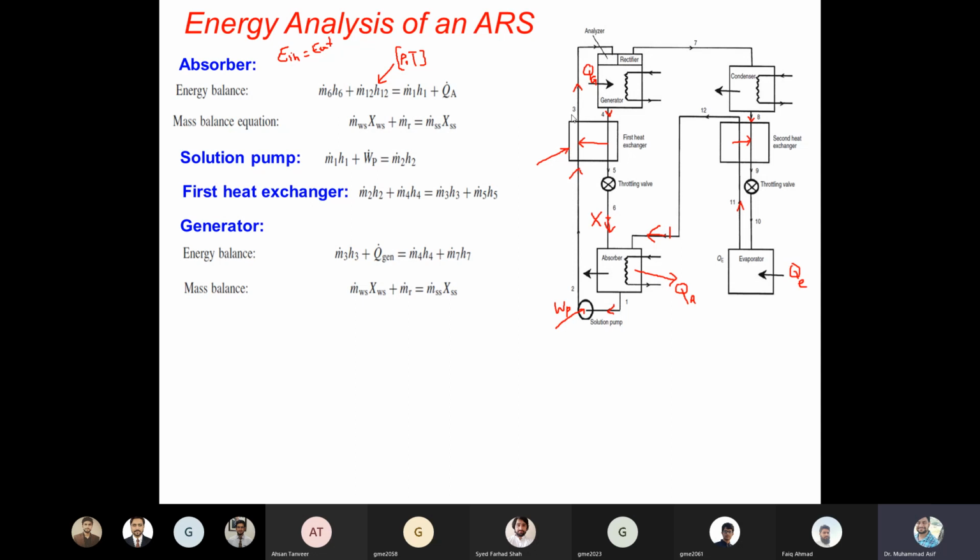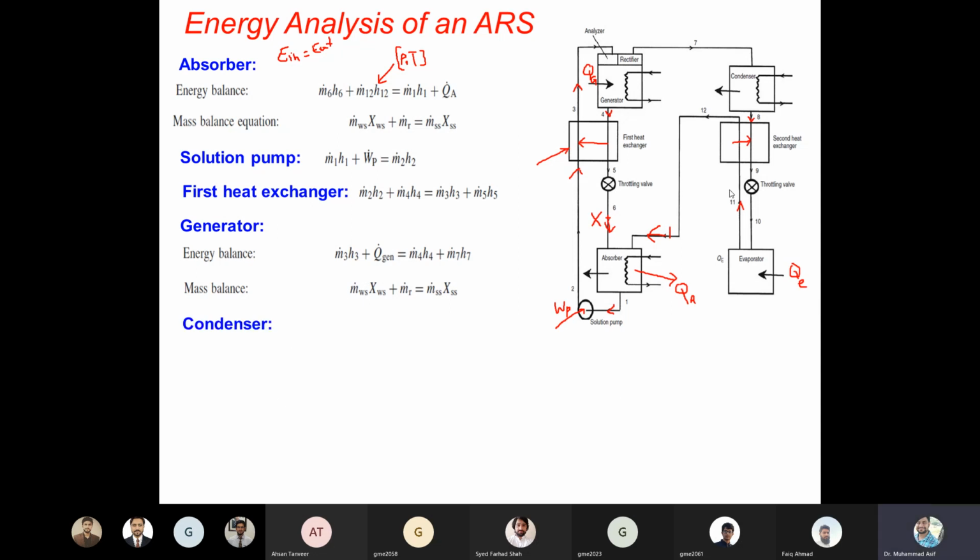So mass of the 3 is basically the mass of the concentrated solution. So this is coming in. That should be equal to the mass of the lean solution as well as the mass of the refrigerant, because 7 is the mass of the refrigerant. So mass balance means the mass of the concentrated solution is equal to the mass of the refrigerant plus the mass of the weak solution, right?